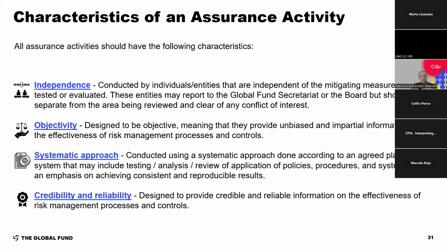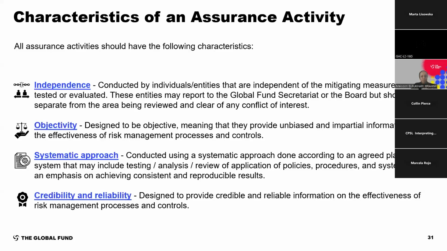The assurance provider should also follow a systematic approach and do a comprehensive review of all areas related to risk management. They look at the processes, the systems, the people in place, and see how the controls are structured and how the controls are being implemented. It's important that the assurance provider has a strong reputation for delivering credible and reliable information. The work is done aligned to the standards of assurance activities. And this ensures that the findings they present are trustworthy and can be used to make informed decisions.